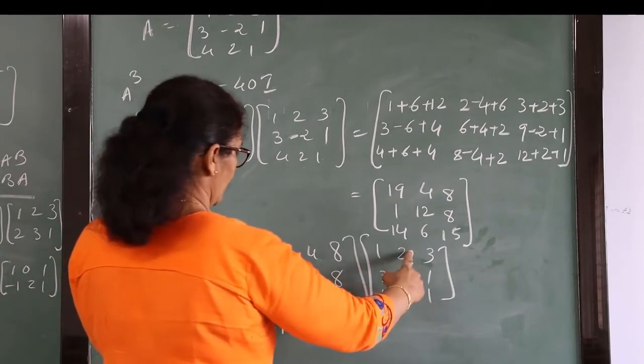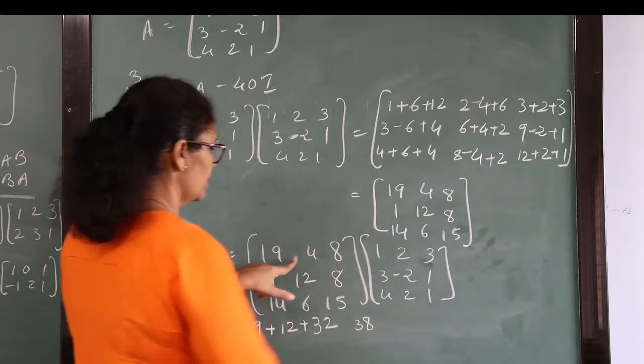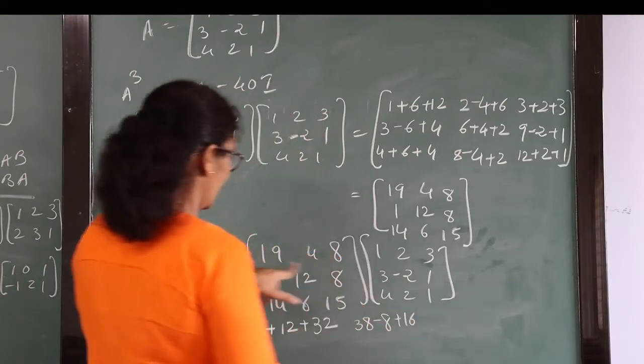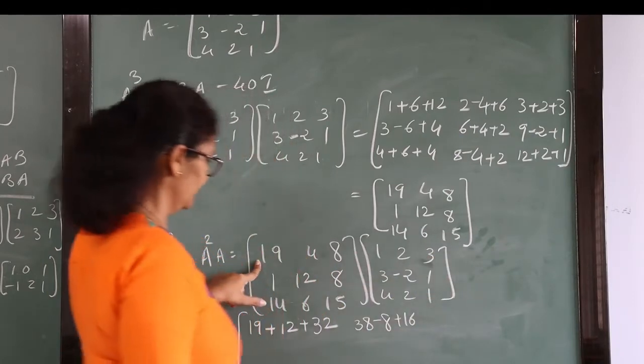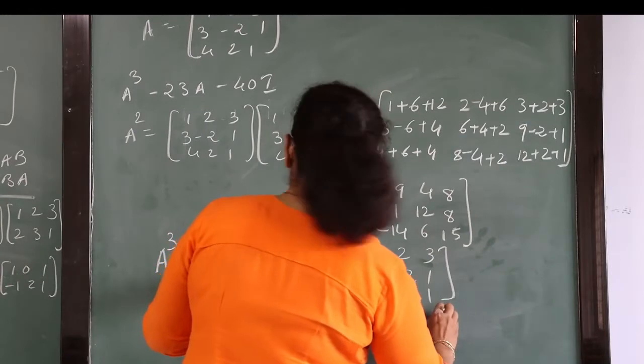Same way second row: 19 2s are 38, 4 2s are 8, and 8 2s are 16. With the last column, 19 3s are. What is 19 3s are? You already know.